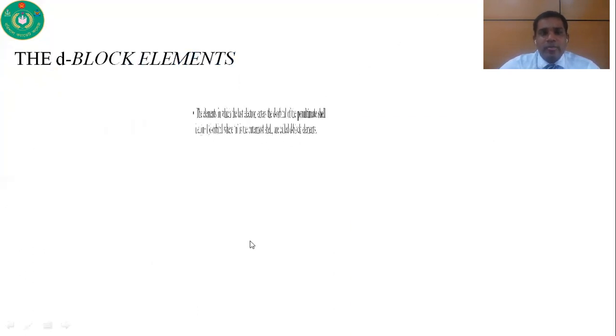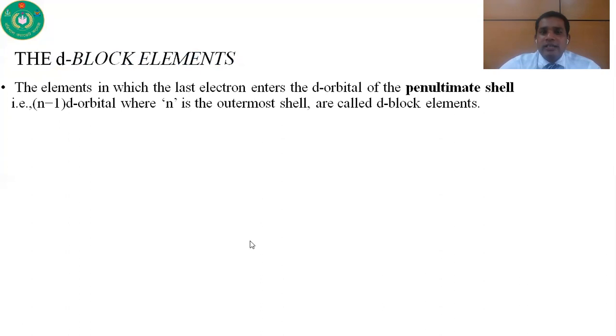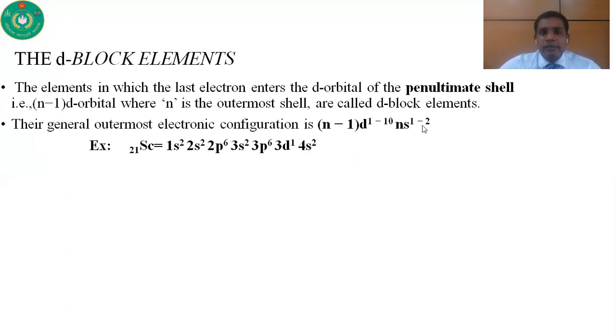Now d block elements are the elements in which the last electron enters the d orbital of the penultimate shell, that means the inner shell of the outermost shell. Here is an example: scandium. Its atomic number is 21, so its electronic configuration is 1s2, 2s2, 2p6, 3s2, 3p6, 3d1 and 4s2.